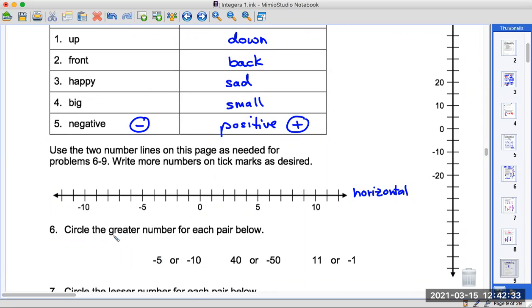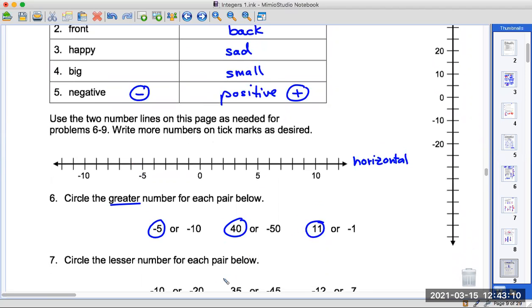-5 or -10, which one is greater? -5. Why is -5 greater than -10? Tell me. It's closer to 0 on the number line. Good job. Or you can say -10 is more to the left. Does that make sense? Yeah. How about 40 or -50? 40. A positive number is always bigger. 11 or -1?